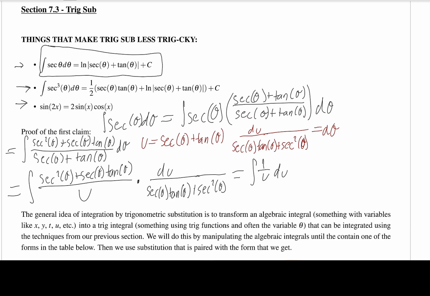Which means that this is going to be equal to the natural log of the absolute value of u plus c. And so now I just plug our u back in, and we get the natural log of the absolute value of secant theta plus tan theta plus c. Okay, so that's going to be our proof for that integral. So you can memorize it, or this is the trick for how you figure out what it's equal to.